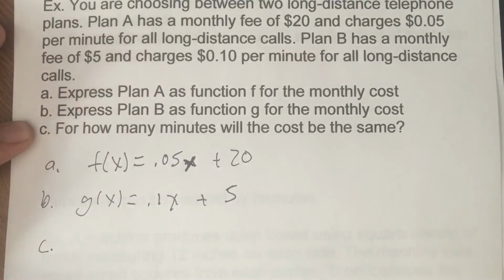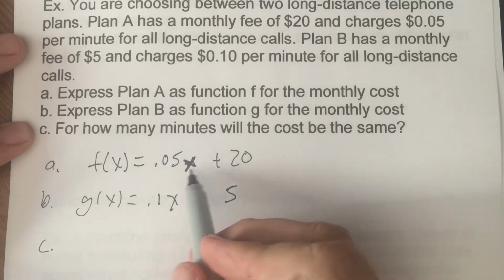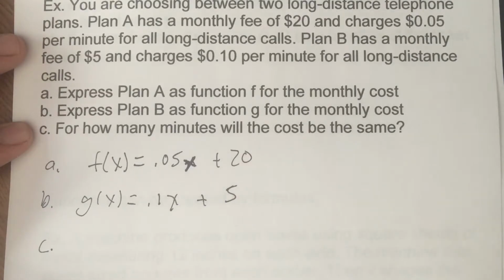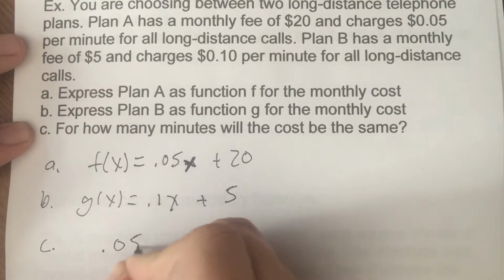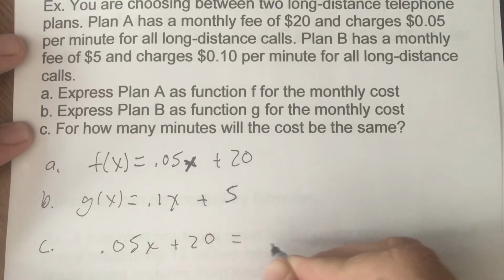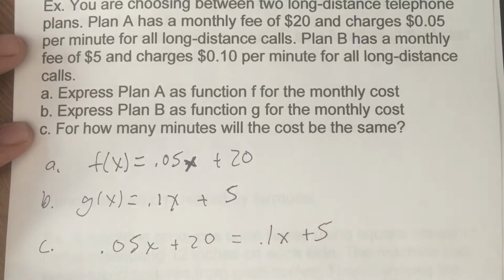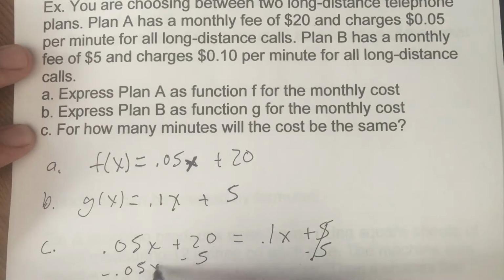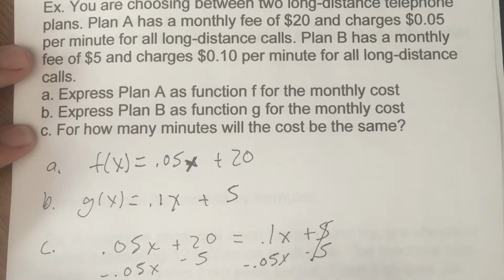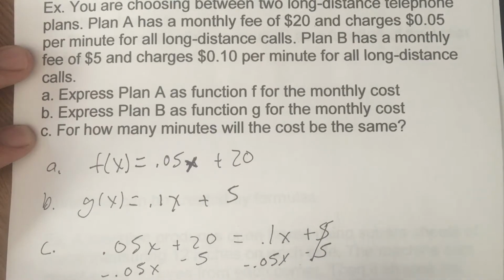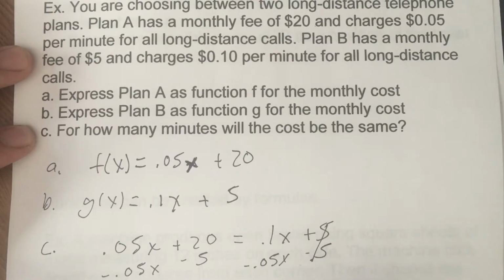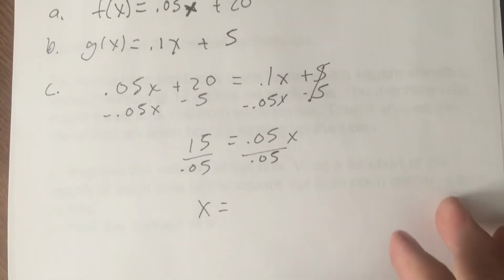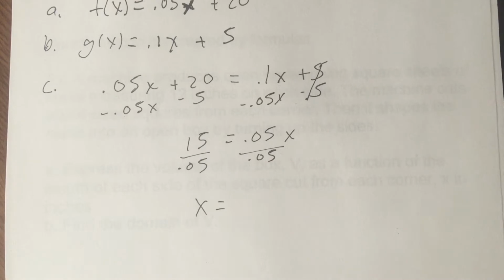So for part C, how many minutes will the cost be the same? Well, if we want them to be the same, we can set them equal to each other, and we'll solve from there. So 0.05x plus 20 equals 0.1x plus 5. So I'm going to subtract the 5, subtract the 0.05x. So 15 would equal 0.05x. If we divide by 0.05, x is going to equal 300 minutes.